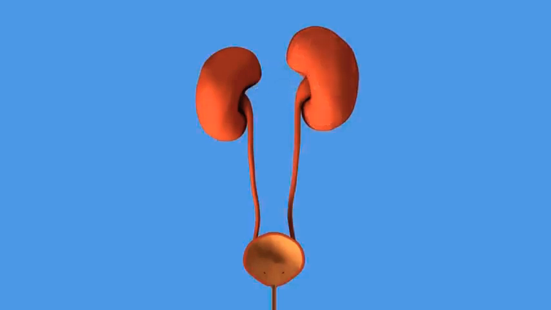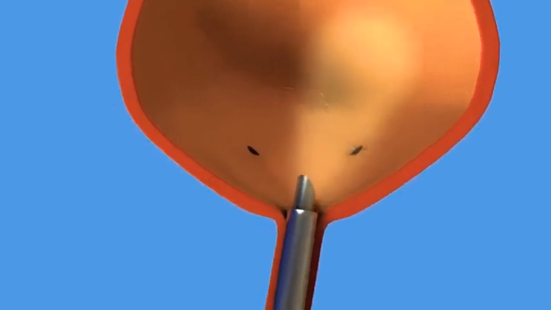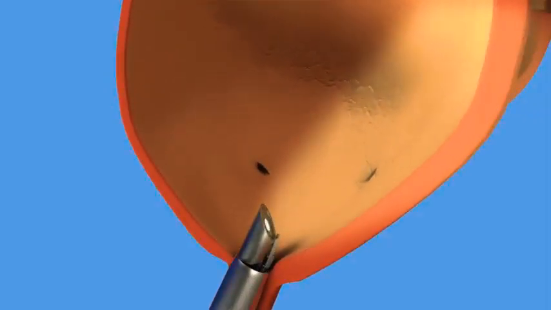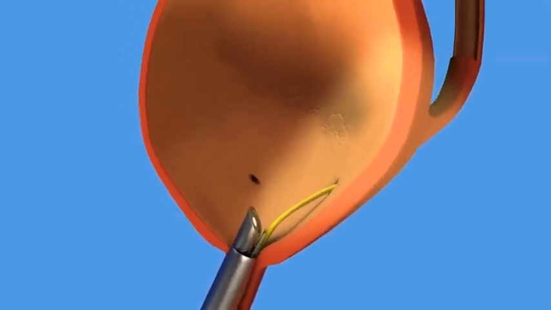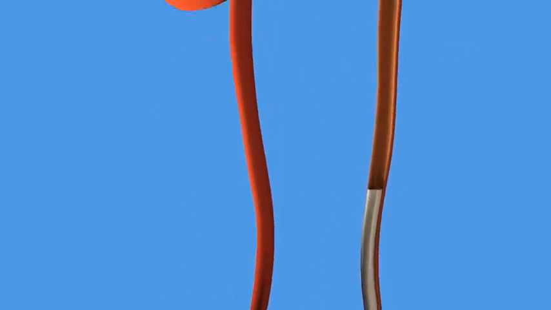Ureteroscopy is typically performed with the patient under general anaesthesia. A small tube is passed through the urethra into the bladder, and from there up into the ureter and into the kidney. A contrast study may be performed to assess the anatomy of the renal collecting system before stone removal.